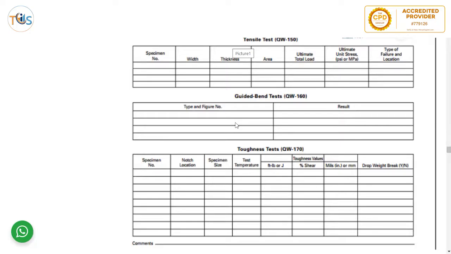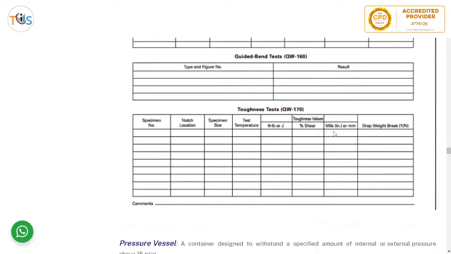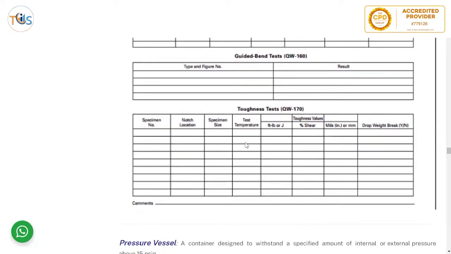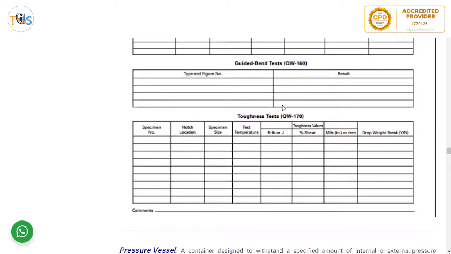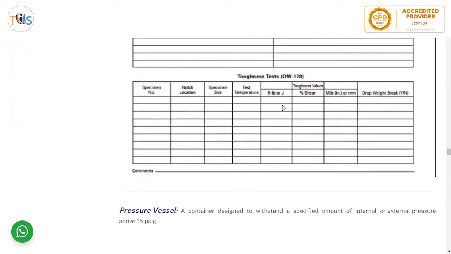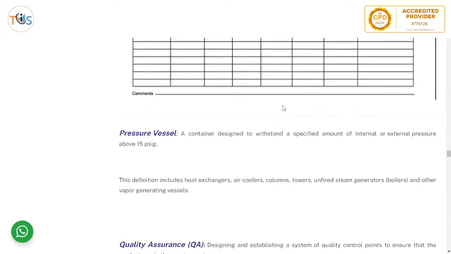The guided bend test is to show the ductility of the joint. You can also replace it most of the time with a radiographic test. And if there is any toughness test done, it's written here. The PQR should actually mention the essential parameters and any non-essential ones which were recorded. Not necessarily the non-essential parameters, but the WPS should show both essential and non-essential parameters.